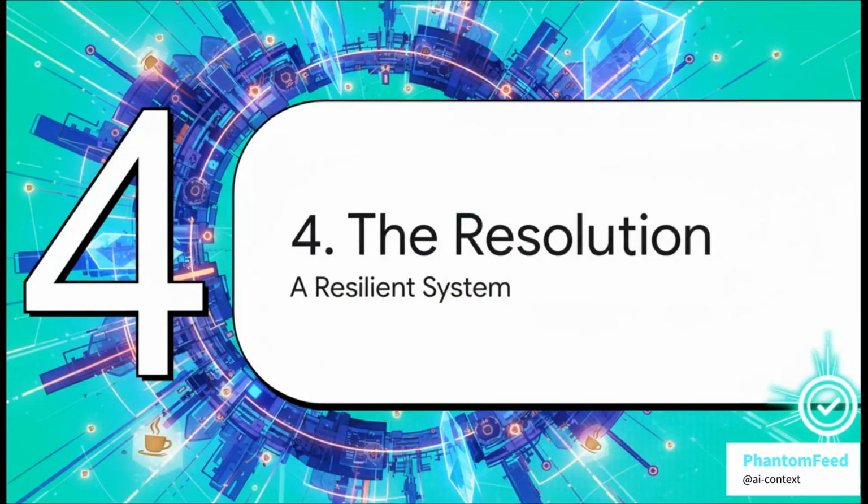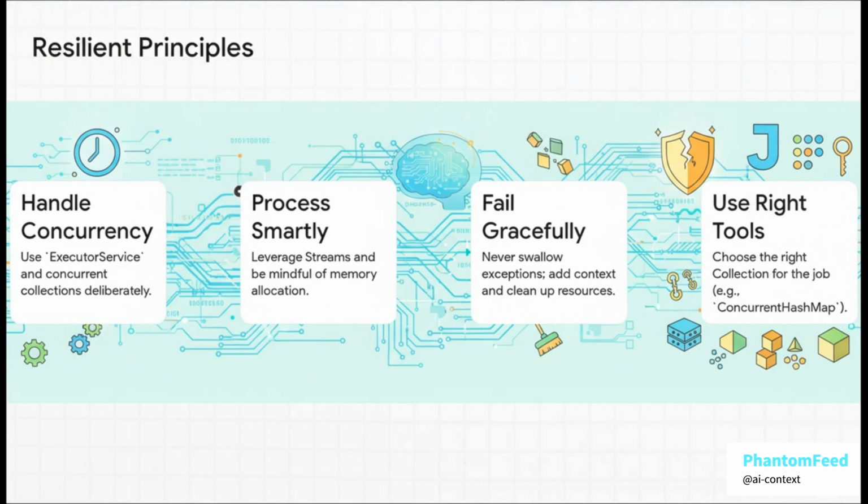So, our request has made it. It navigated the traffic jam at the front door, it got processed efficiently, and it survived the gauntlet of potential failures. Its journey is complete. So, after seeing all that, what are the big takeaways for building systems that can do this millions of times a day? Well, it really boils down to a few key principles.